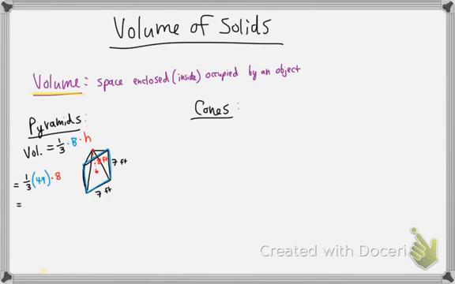So if we take 1/3 times 49, we're going to get 16 1/3, or 16.33 repeating. And if we take that times our 8, we're going to get roughly 130.7 feet cubed, okay?